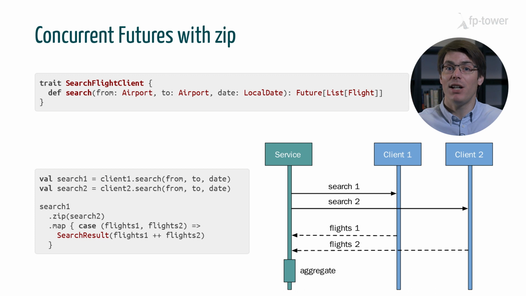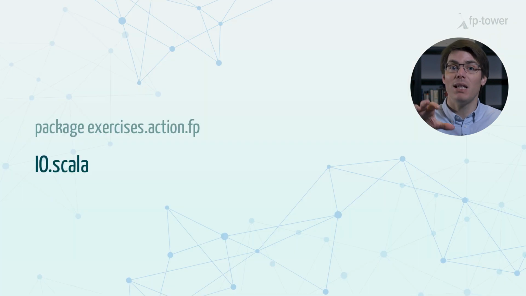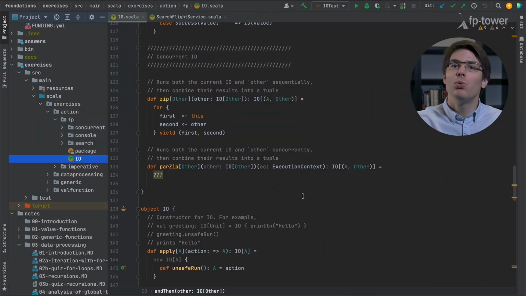Okay, so now we should have enough background information to implement parzip. Let's go back to the file io.scala in the package exercises.action.fp. Toward the end of the class, you should see the method parzip. So please pause the video and try to implement parzip using everything we have learned about Scala futures. This means that it is completely fine to use futures within the implementation of parzip. And also don't forget to enable the test.